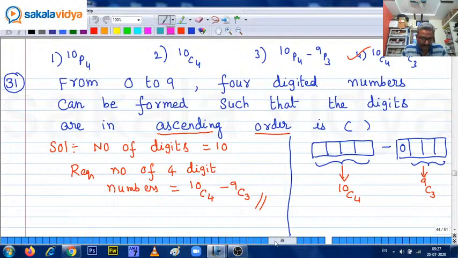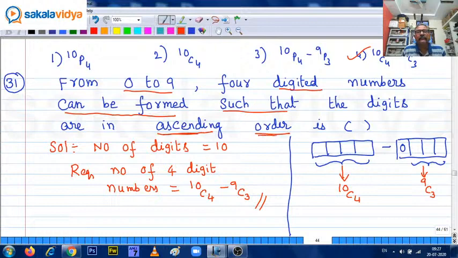Now, from 0 to 9, 4-digit numbers can be formed such that the digits are in ascending order. Ascending order means, for example, something like 9861. Is this ascending order or descending order? This is descending order.